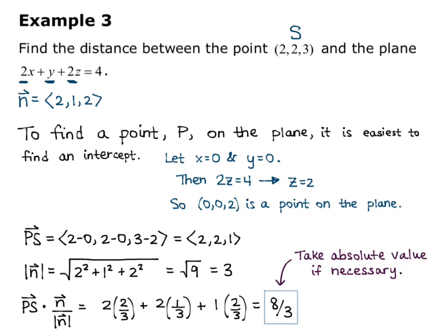I would take the absolute value if necessary, and that would give me the distance from point S to the given plane. So whenever you're using this formula, find S, find n, and find P, and then just use the formula to figure out the distance.